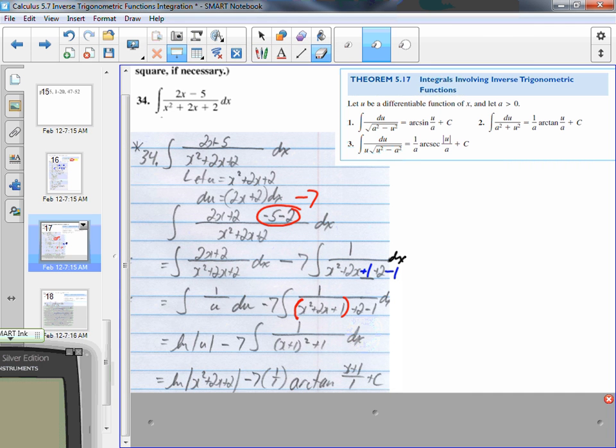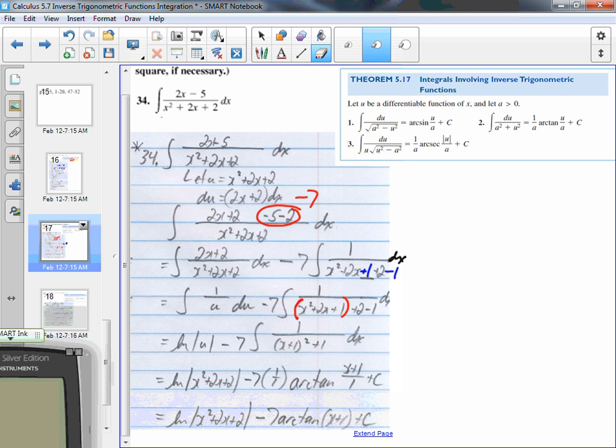Yeah, you can get rid of the 1 over 1 altogether because negative 7 times 1 is negative 7. And the X plus 1 over 1, let's write that as X plus 1. So, the natural log of the absolute value of U, replace U with what it originally equals, X squared plus 2X plus 2. Rewrite the 1 over 1 as a 1, negative 7 times 1, negative 7. X plus 1 over 1 is X plus 1. Don't forget your plus C. And we got it.